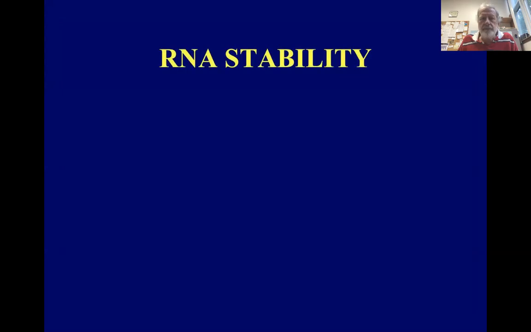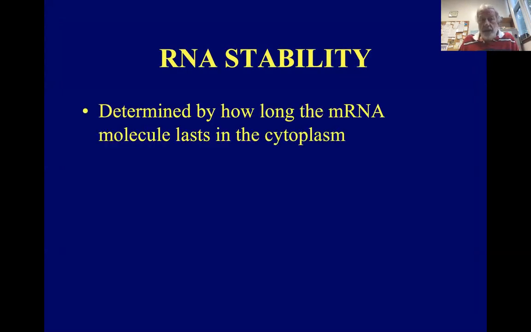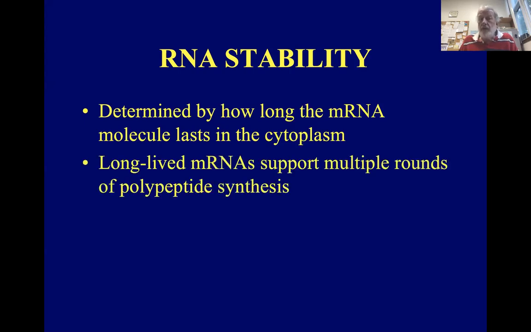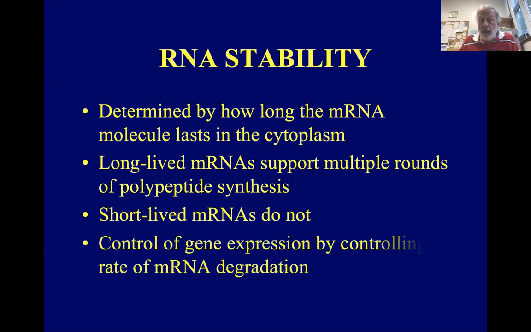Okay. Now we can look at RNA stability. So this refers to how long the messenger RNA molecule lasts in the cytoplasm. So obviously long-lived messenger RNAs will support much more translation and polypeptide synthesis, and short-lived ones will not. So we're controlling the level of gene expression by controlling the rate of messenger RNA degradation. How long does that molecule, that is the mRNA, last in the cell cytoplasm before being degraded?